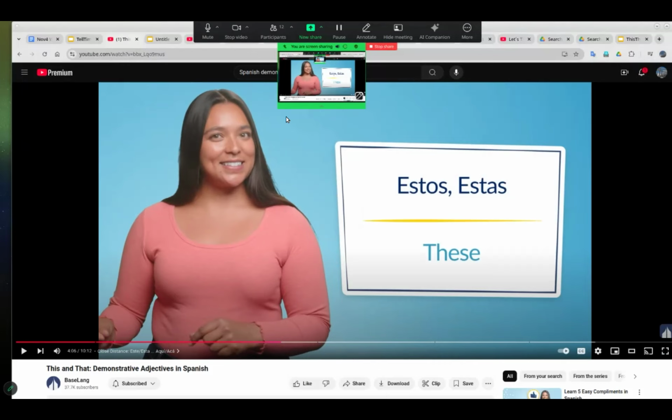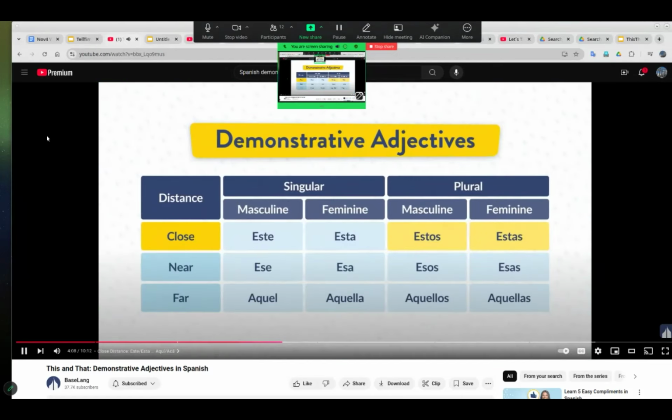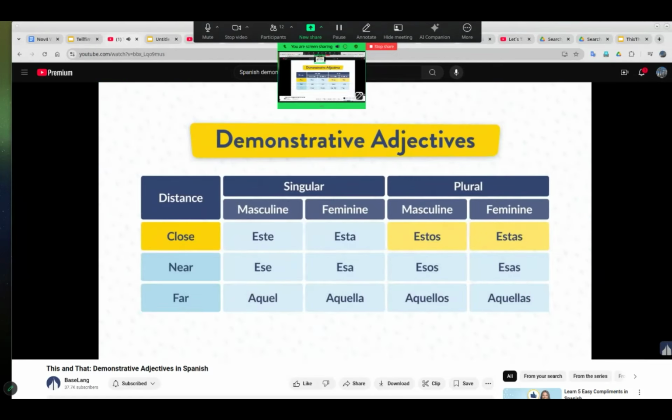I don't take este and just slap on an S. With these, which is the plural, this and these is the plural for the word this, right? With the masculine plural form, the O comes back. Estos and estas are the masculine and feminine plural forms for these demonstrative adjectives denoting close distance.